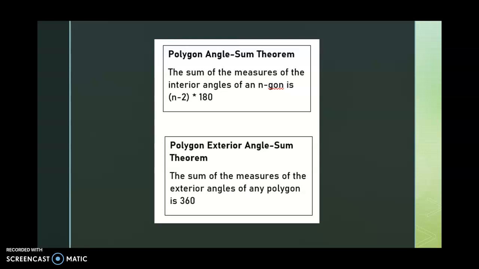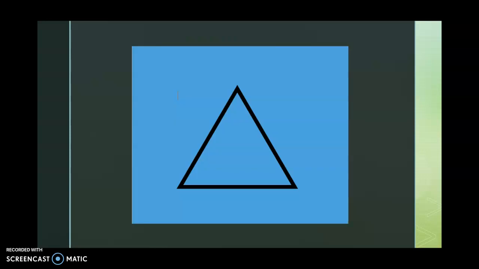the interior angles of an n-gon is n minus 2 times 180. Then we have the Polygon Exterior Angle Sum Theorem, and that says the sum of the measures of the exterior angles of any polygon is 360. So I just gave those to you on the paper. You don't have to write anything down for those, but we're going to look at the shapes paper now. I want you to write this stuff down on the shapes paper.